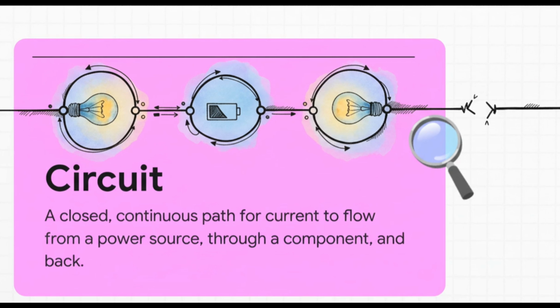Now, this is absolutely critical. For electricity to do anything useful, it has to have a complete closed loop to travel through. That's a circuit. The electrons have to flow from the power source through whatever it is you're powering, like a light bulb, and then all the way back to the source. If you break that loop anywhere, the flow stops instantly. That's what a light switch does.